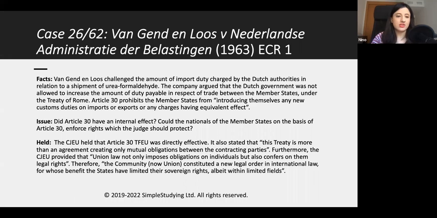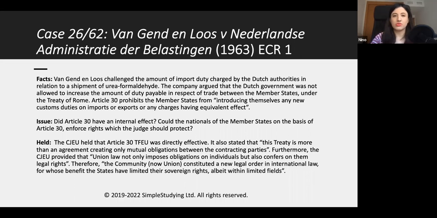It was stated that the treaty is more than an agreement creating only mutual obligations between the contracting parties. Therefore, union law not only imposes obligations on individuals, but also confers on them legal rights. Hence, the union was a new legal order in international law, for whose benefit the states have limited their sovereign rights, albeit within limited fields.